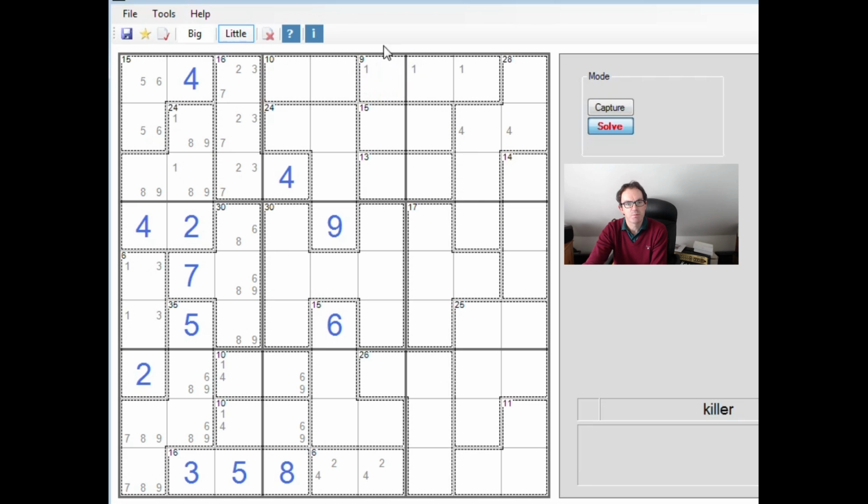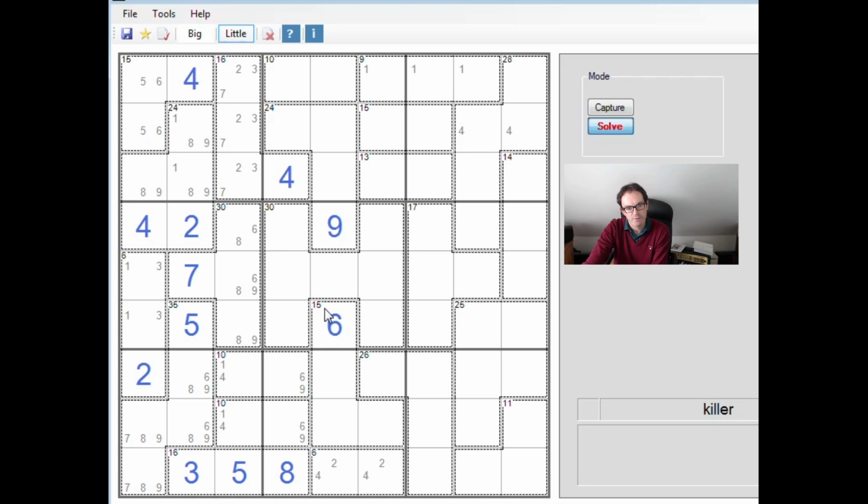I suppose it is possible. I think the 6 could go here. If not, obviously, then this 15 cage would be forced to be 6 and 9. I can't quite deduce that, I think. Bother. Okay, let's come back here then.